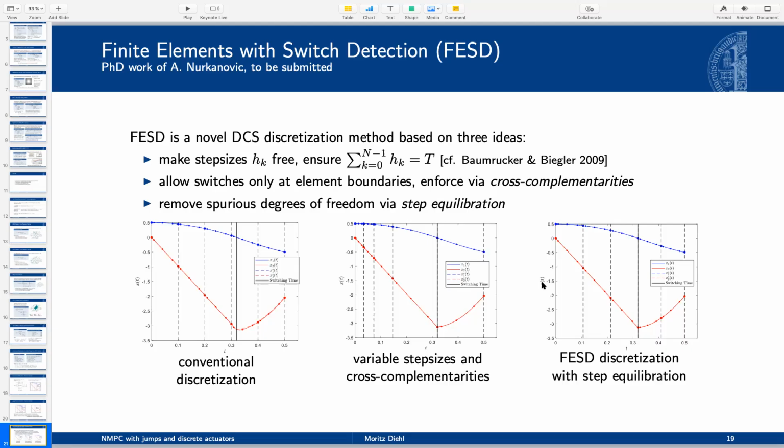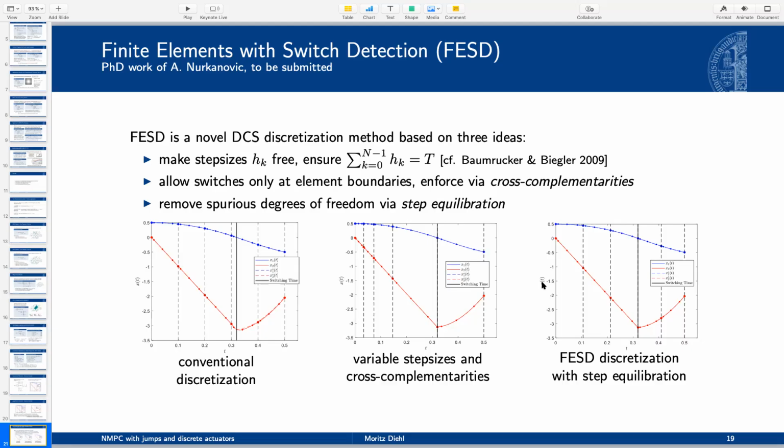And then we allow the switches only at the element boundaries. So we add extra complementarity constraints which ensure that they must switch at the boundaries, and they can never switch in the internal part of the interval. So actually, that's what we impose. It cannot switch inside an interval. And what we do here is we invented a kind of cross complementarities, that's our name for that, that ensure that the switch cannot be in the interior.